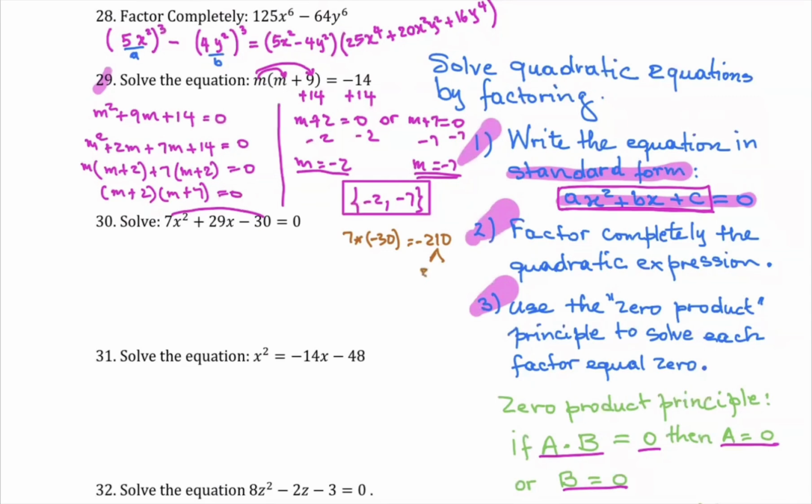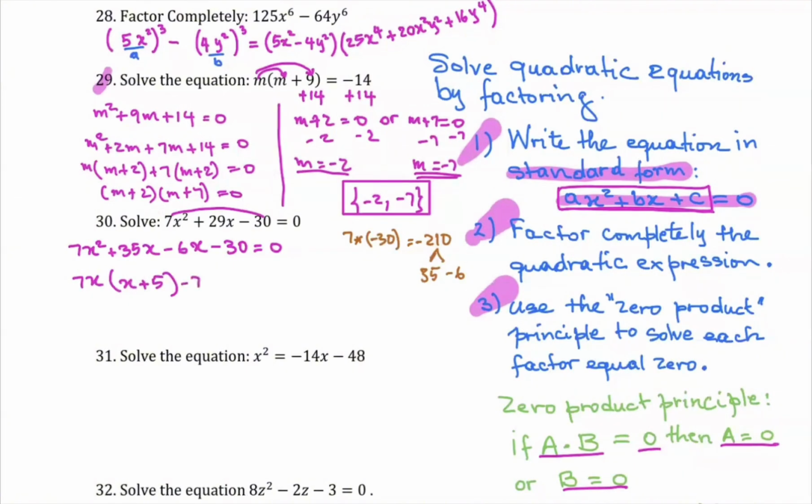So that's 35 and negative 6. Okay, so with that, we can go back here to write 7x squared plus 35x minus 6x minus 30 equals 0. We can group and factor the GCF of each group. 7x is the GCF of the first group, x plus 5.